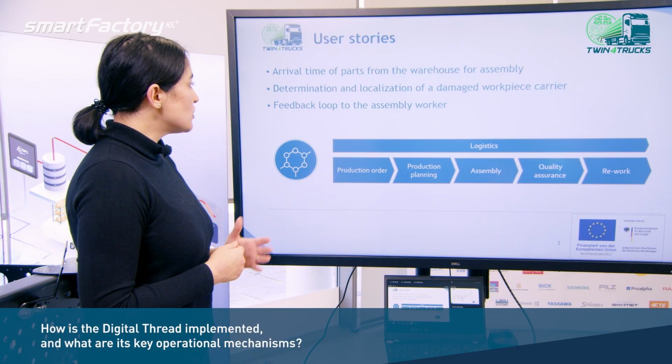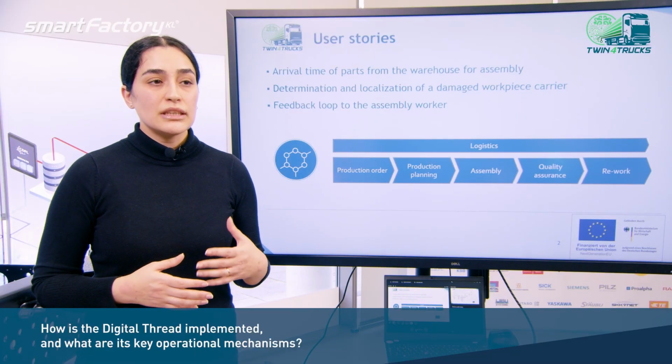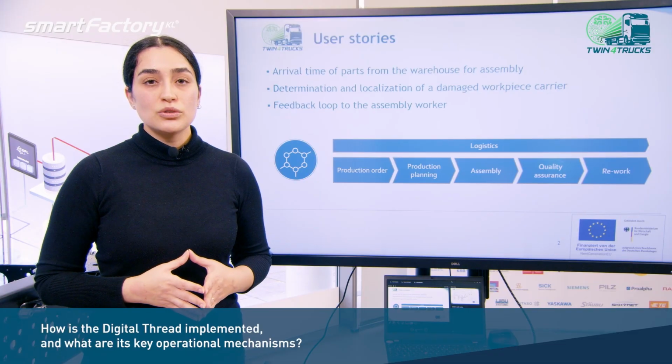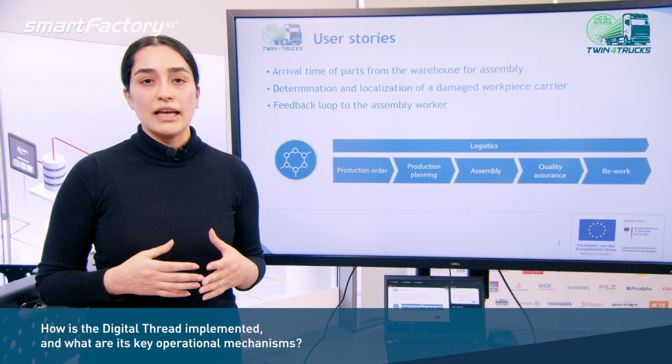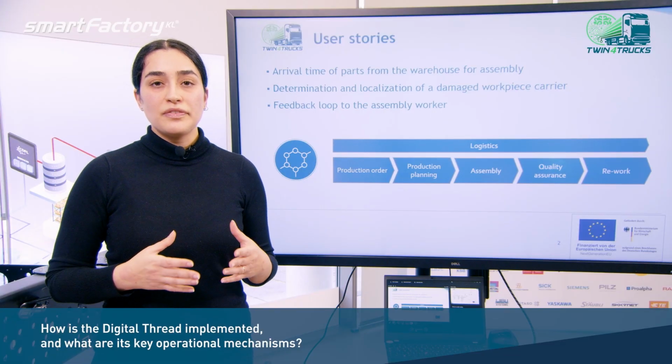In the third user story, we have the feedback loop to the assembly worker. Sometimes the worker needs to know what has been done in the last, for example, week, and what the failures were, for example, on a specific assembly job, so they can improve it, or they can do some reworks and fix the errors. These are the user stories that we defined for the digital thread.